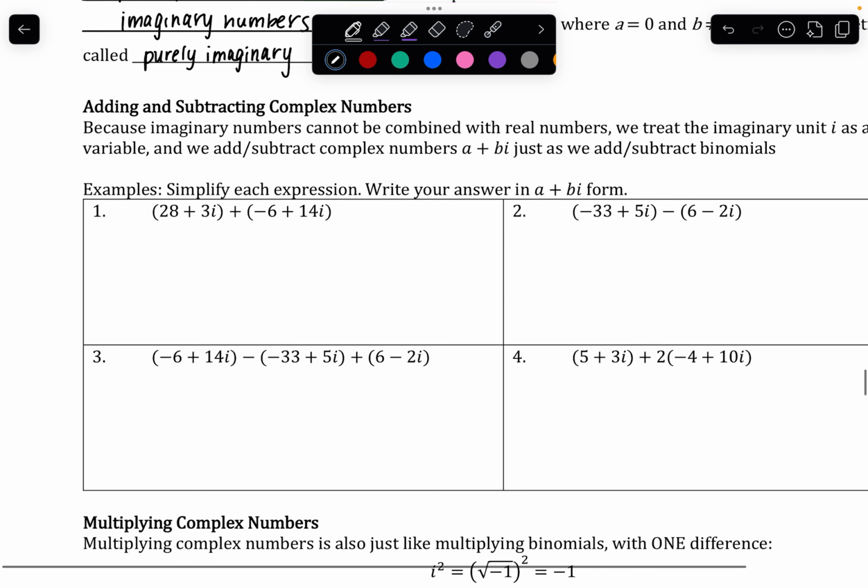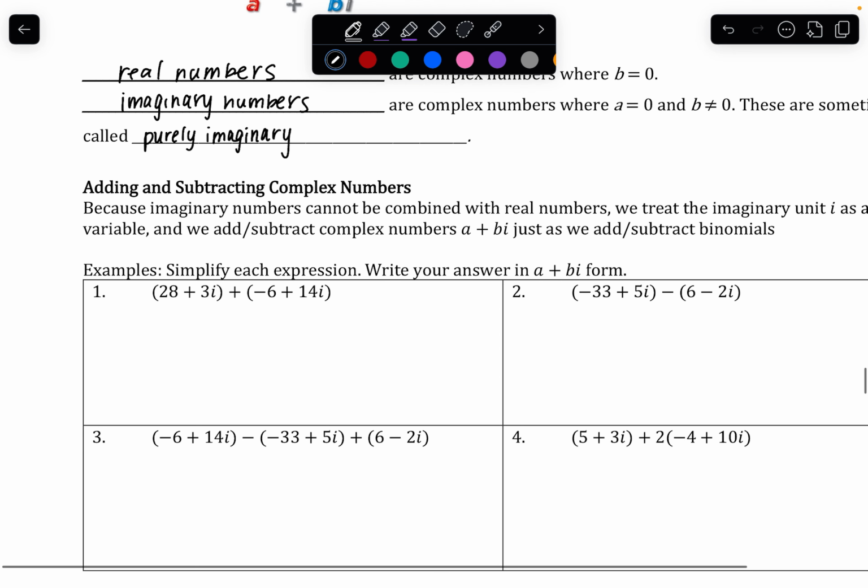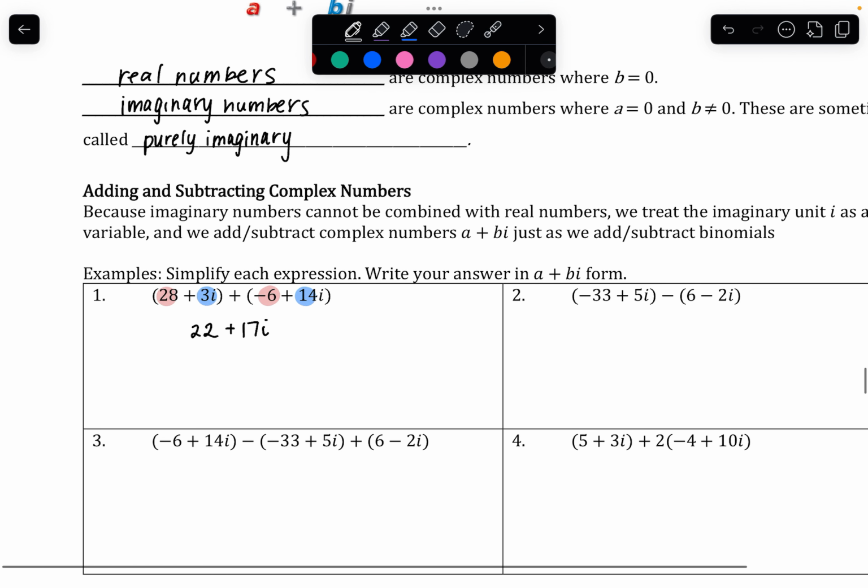Okay, and so as far as adding and subtracting these go, you treat i much like a variable, and so it's a lot like adding and subtracting binomials. You combine your like terms. And so for number 1, we would combine the real parts, which are 28 and negative 6, which would give us 22. And then the imaginary part, 3i plus 14i, is 17i. And that's how you would leave your final answer, in a plus bi form. So just adding your like terms.